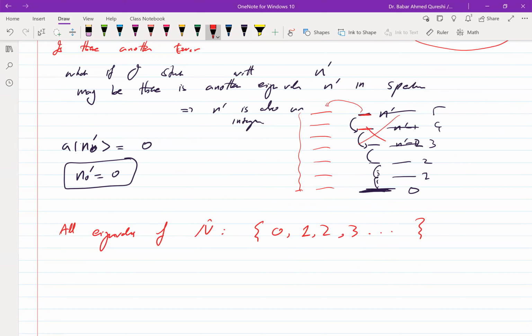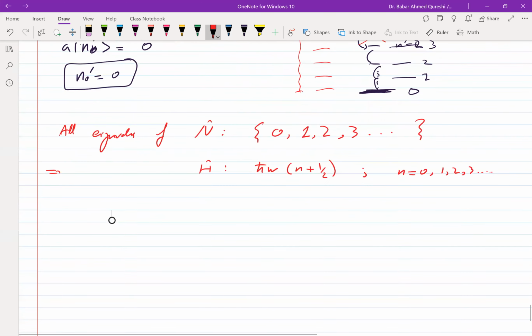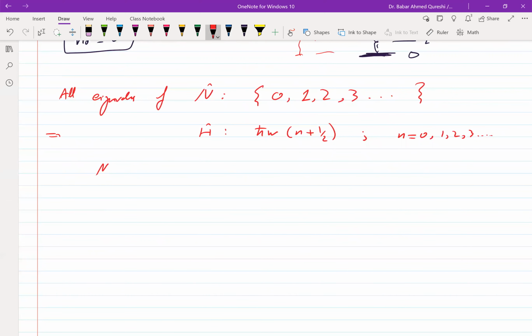So these are all the eigenvalues, and this implies all the eigenvalues of the Hamiltonian H are h bar omega times n plus half, where n is 0, 1, 2, 3. So the minimum energy of the oscillator is equal to half h bar omega. This is sometimes called the minimum zero point energy.